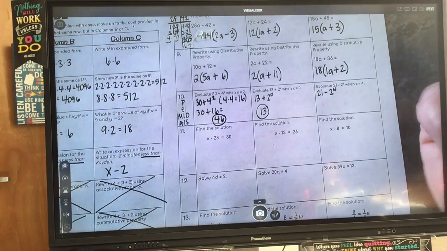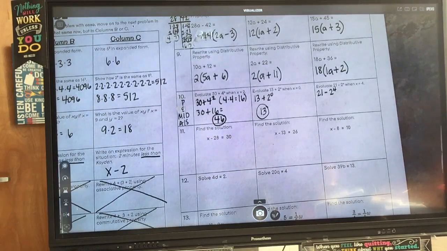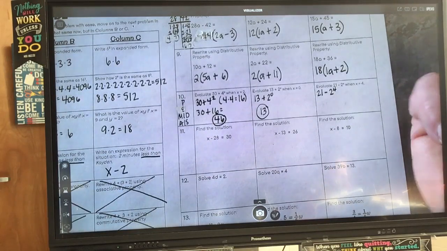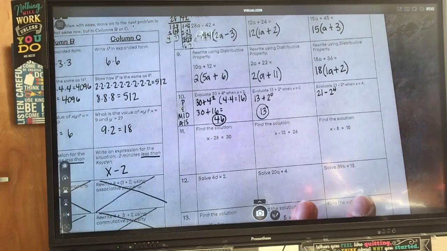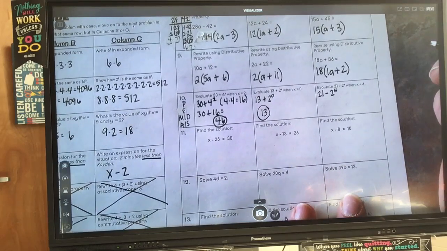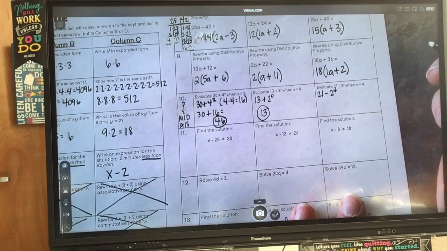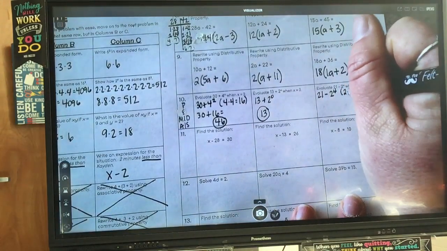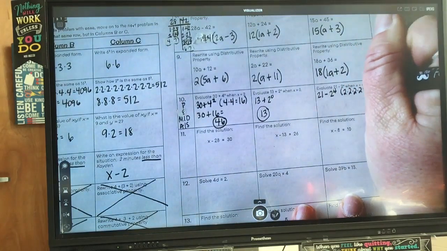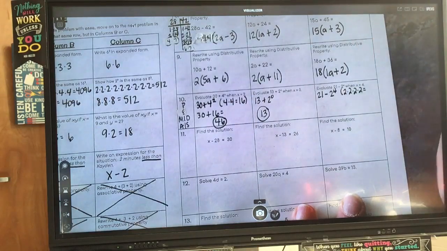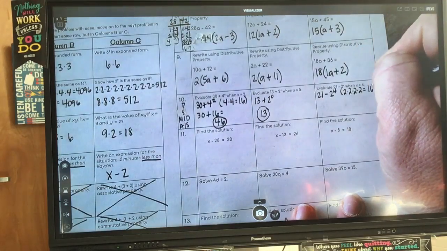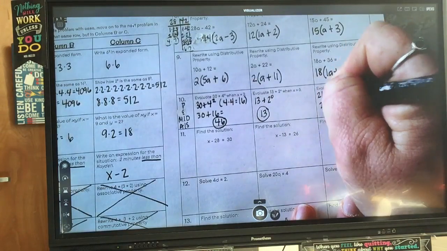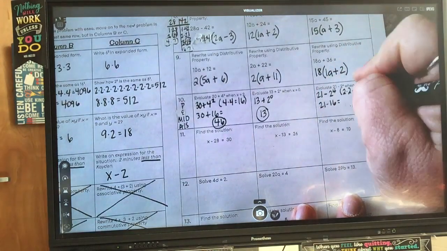What are we going to do? How do we solve this problem? Someone other than Noah, someone other than Christian. All right, Lily? You do PEMDAS, so first you do the exponent, and so you solve the exponent, which would be 2 times 2 times 2 times 2, which is 16, and then you do 21 minus 16, which gives you? 5.